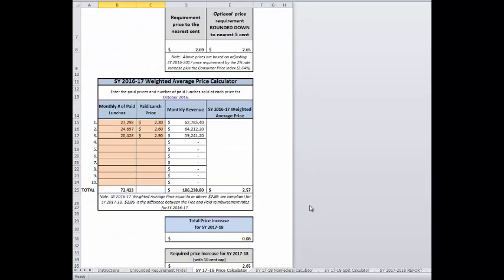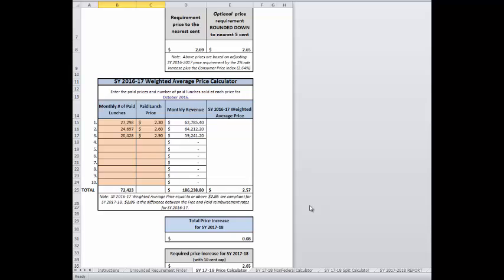This tab shows us, and we're going to focus here on the box titled SY 2016-17 Weighted Average Price Calculator, the sponsor's current weighted average price. That number is determined by inputting the number of paid lunches sold or served in the month of October and the paid lunch price at which those meals were served. We input this information for you by pulling it out of C&P Web.